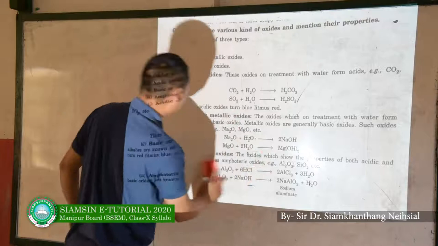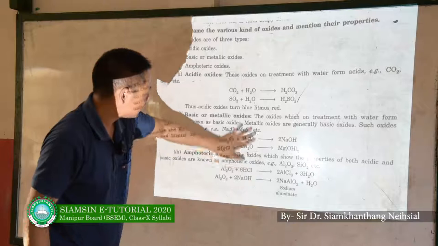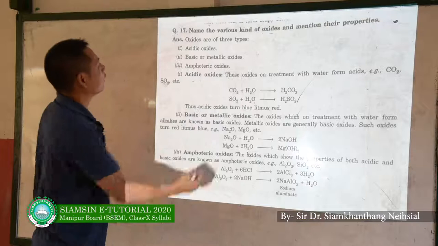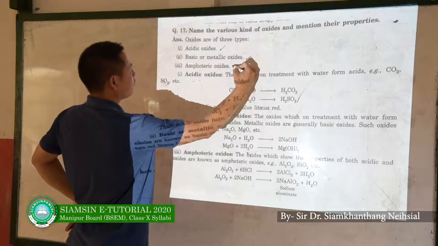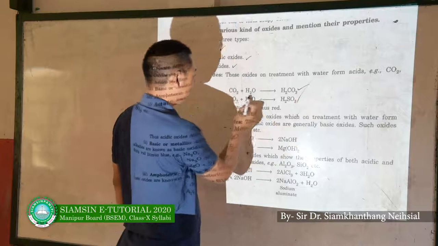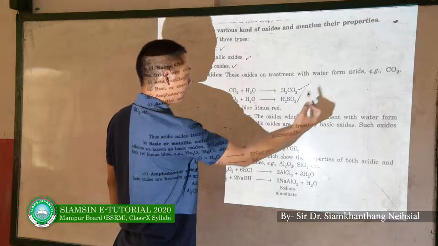Name the various kinds of oxide and mention their properties. An oxide is a compound with oxygen. There are three types of oxide: acidic oxide, basic oxide, amphoteric oxide. For acidic oxide, for example, you react CO2, carbon dioxide, with water and you get carbonic acid.